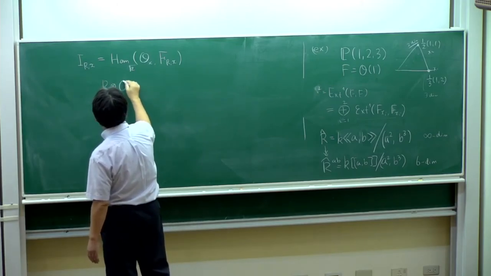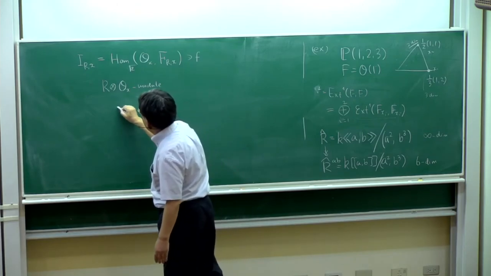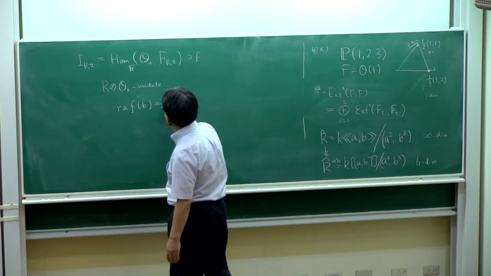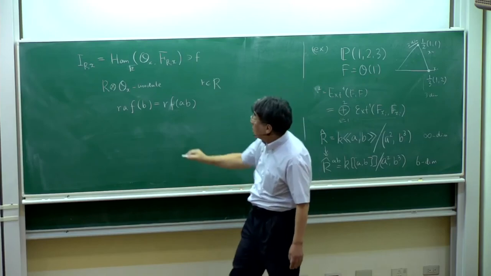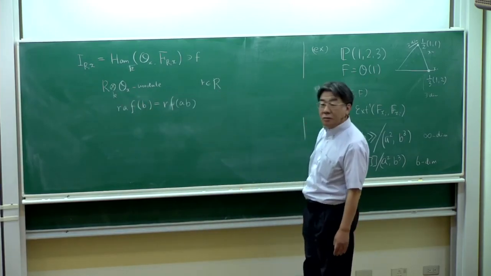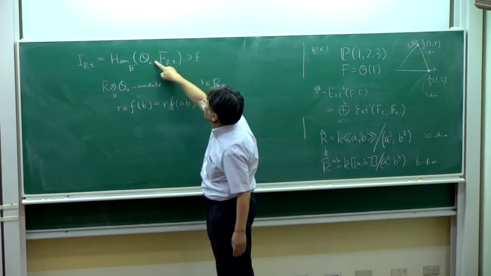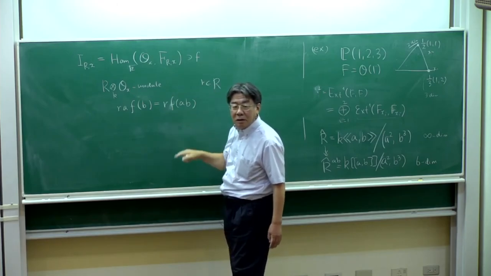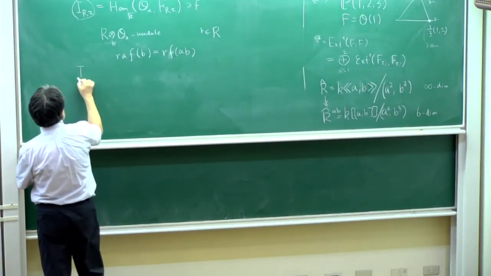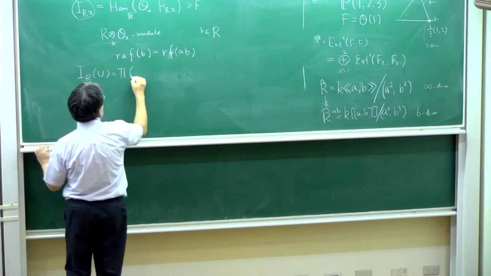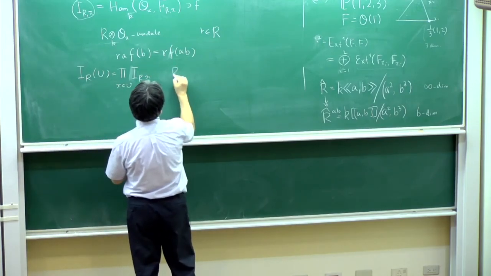This becomes an R tensor O_X module in the following way. If I take f, then (r a f)(b) is equal to r f(ab), so r is in R and the map is over k. This is a little bit not very natural, but this has an R-module structure, so you can define this. And in this way, this one has an R tensor O_X module structure. So I_R(U), the direct product of I_{R,x} for all x, is an R tensor O_X module.